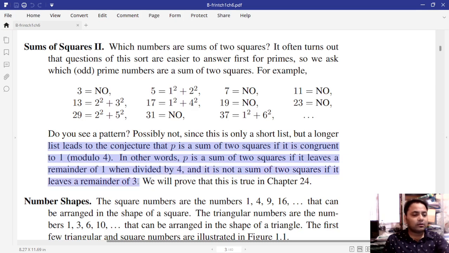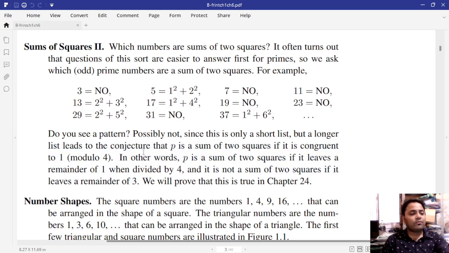This is an important statement. You should note down that p is a sum of two squares if it leaves a remainder of 1 when divided by 4, and it is not a sum of two squares if it leaves a remainder of 3. Like here you can see, when 5 is divided by 4, the remainder is 1. Same here, when 13 is divided by 4, the remainder is 1. 17 divided by 4, the remainder is 1. 29 divided by 4 gives the remainder 1.